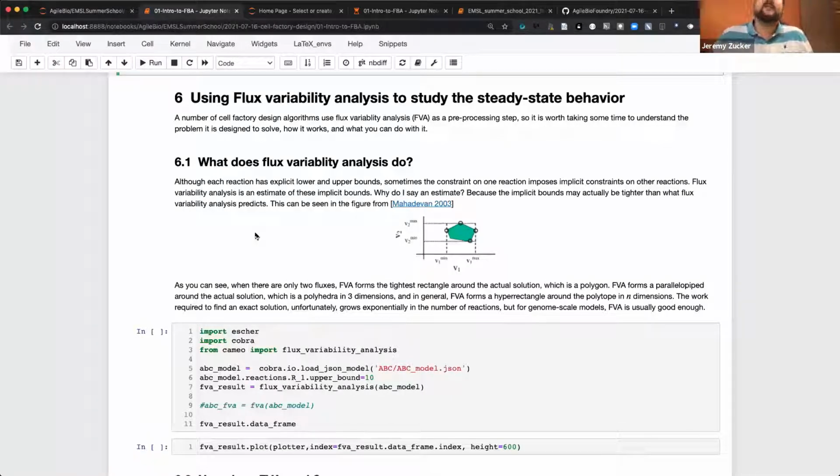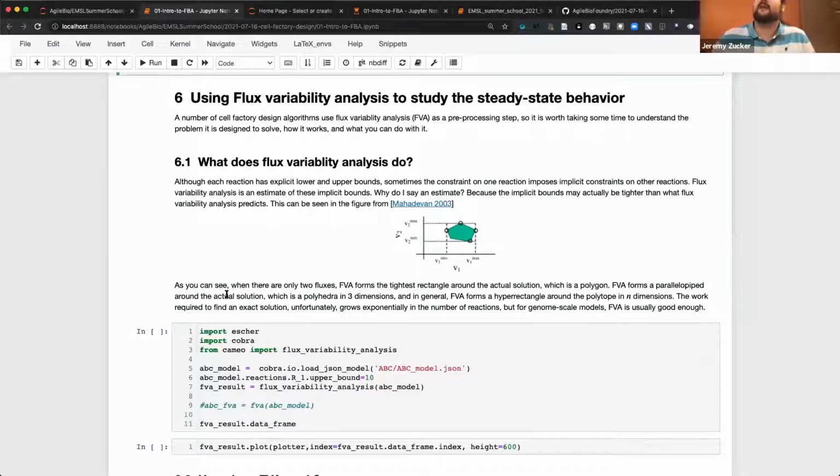Although each reaction has explicit upper and lower bounds, sometimes the constraint on one reaction imposes implicit constraints on other reactions. Flux variability analysis is an estimate of these implicit bounds. And why do I say an estimate? Because the implicit bounds may actually be tighter than what flux variability analysis predicts. This can be seen in this figure. The green shows the actual bounds that are imposed by the flux distribution, and this box, this parallelepiped, forms the tightest rectangle around the actual solution, which is a polygon.